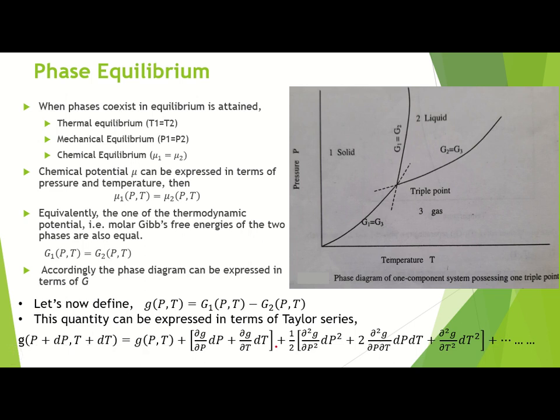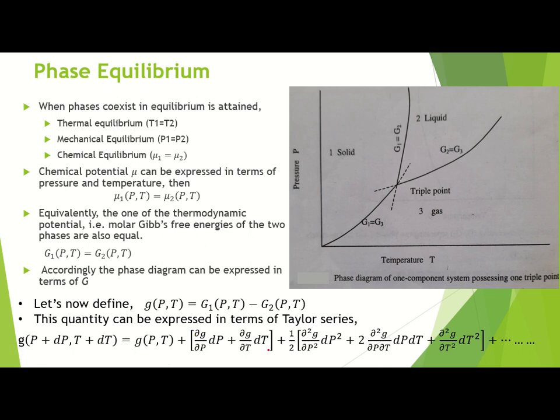Let me just quickly introduce that whenever there is a discontinuity in the first order derivatives of the Gibbs free energy, ultimately these are the derivatives of the Gibbs free energy, because g is equal to G1 minus G2. So if you substitute here, it will become ∂G1/∂P minus ∂G2/∂P. So they are ultimately the Gibbs free energy's partial derivatives with respect to pressure and temperature.